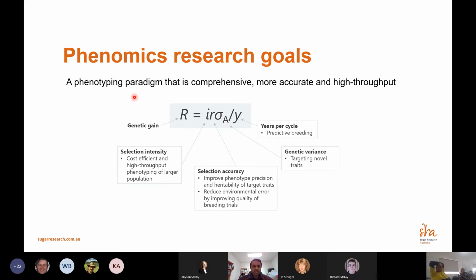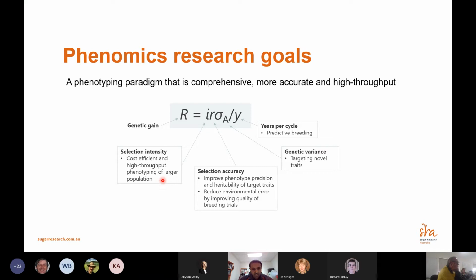So how are we going to actually achieve this? It is easier to understand by looking at this equation, which is called the breeder's equation, or the equation for genetic gain. So the genetic gain can be increased by either increasing the selection intensity, or by improving the selection accuracy, by increasing the genetic variance, or by reducing the years per cycle.